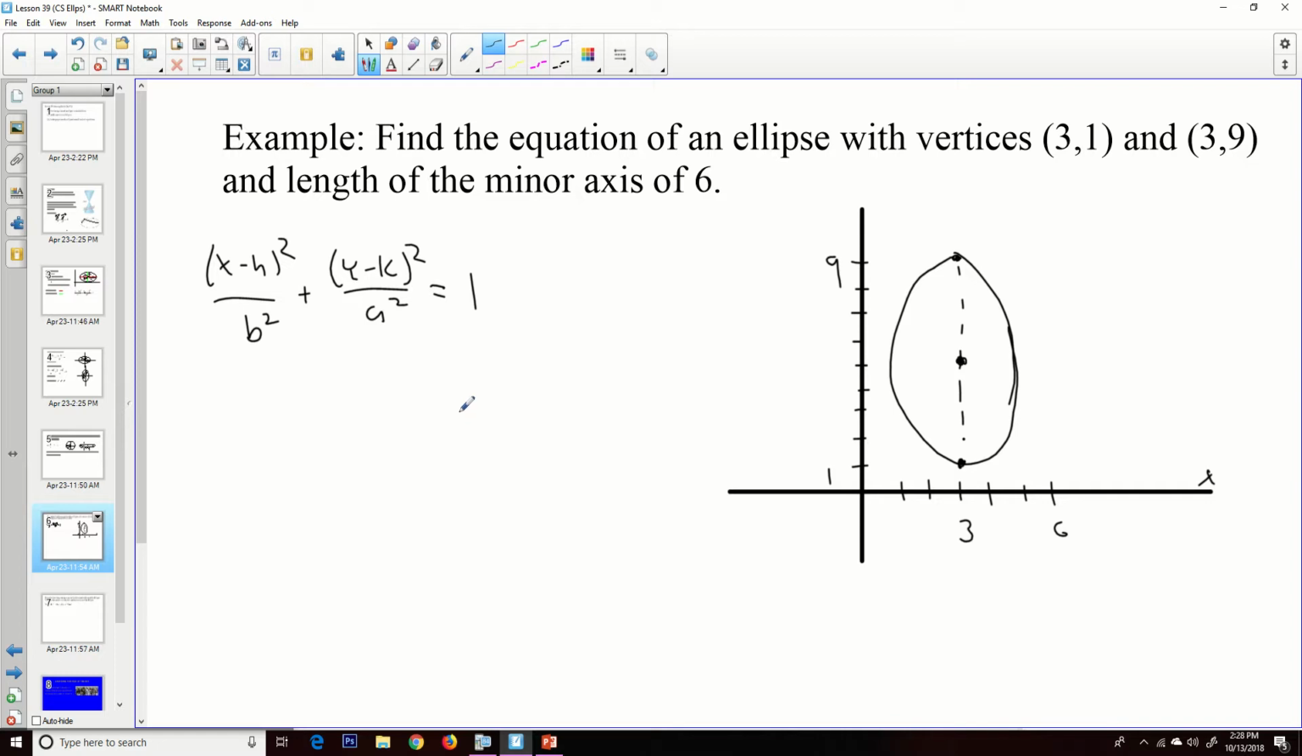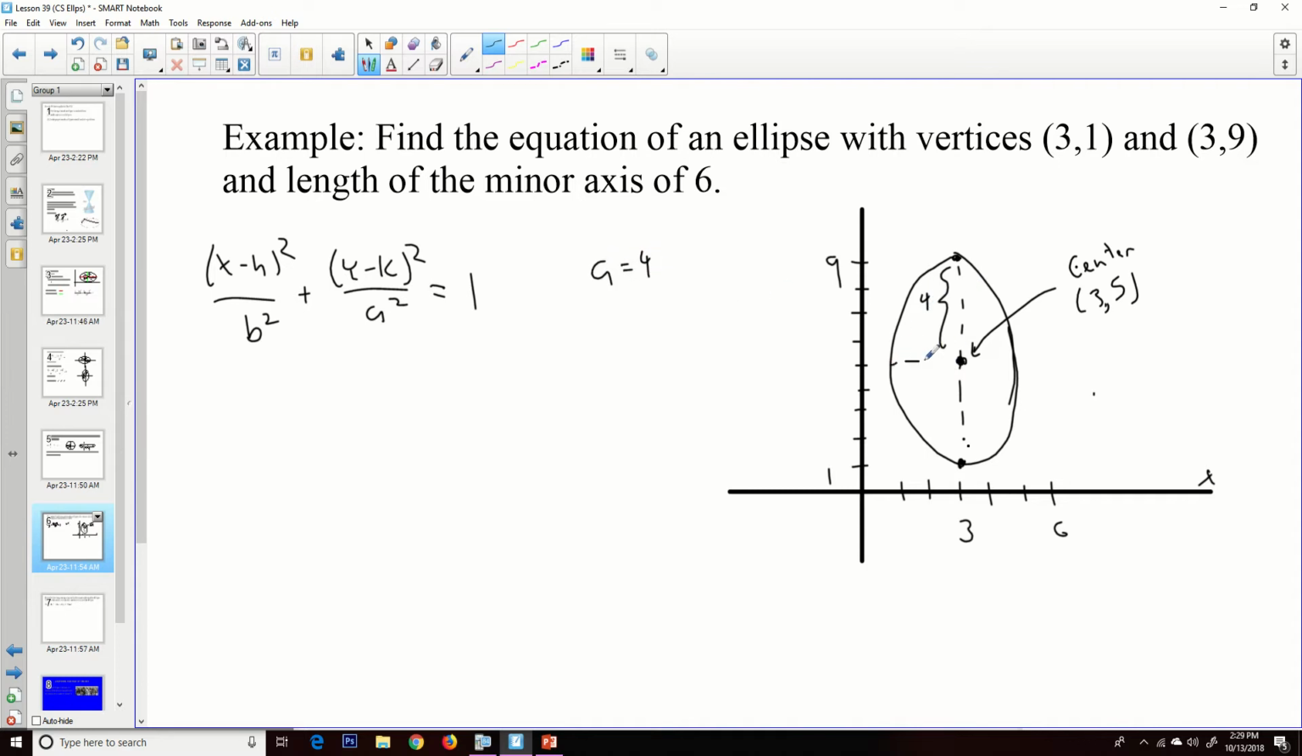All right, so a is going to be this distance right here. And since our vertical major axis is between these two points, all I have to do is find the midpoint, and that'll let me measure a. That's not too bad. So 1 plus 9 is 10, 10 divided by 2 would be 5. So my center is going to be at (3, 5). And if that's true, then the distance from (3, 5) to (3, 9) is going to be 4. So I know that my A is equal to 4.